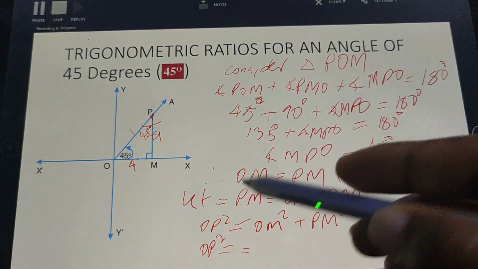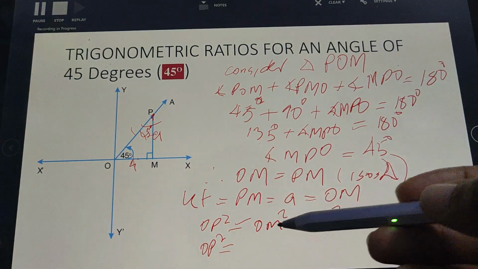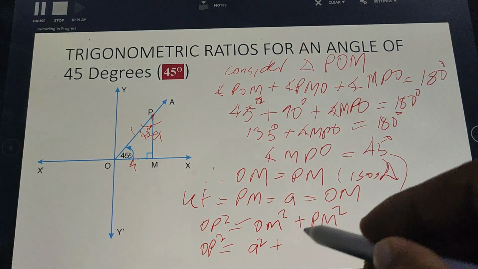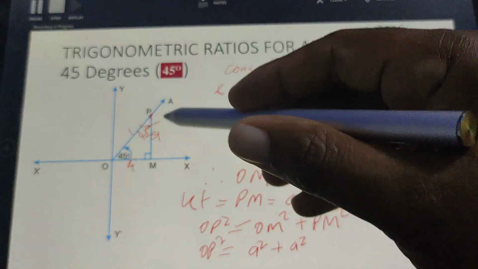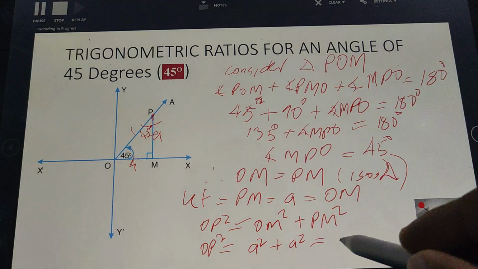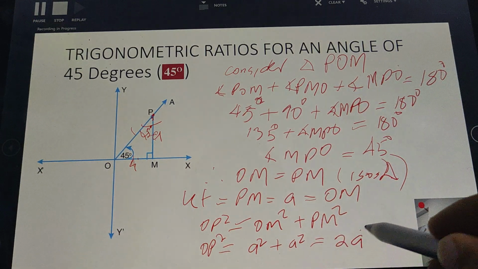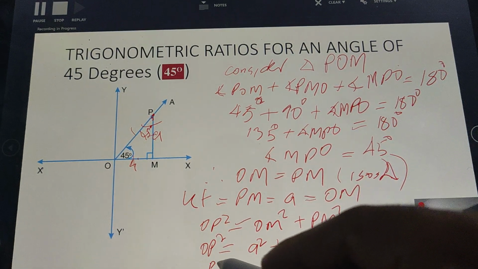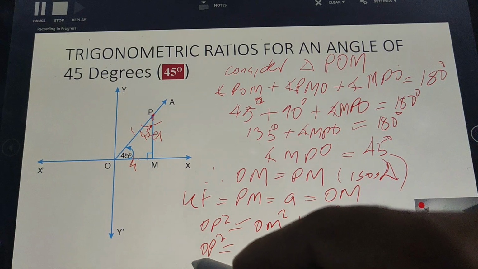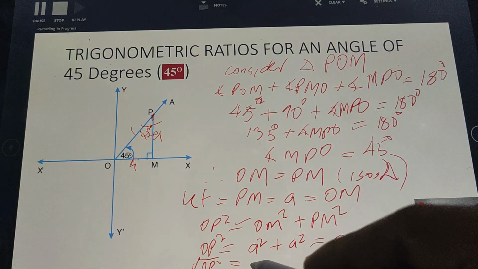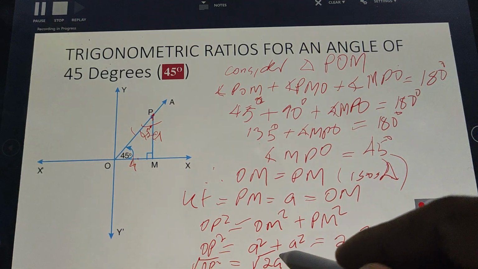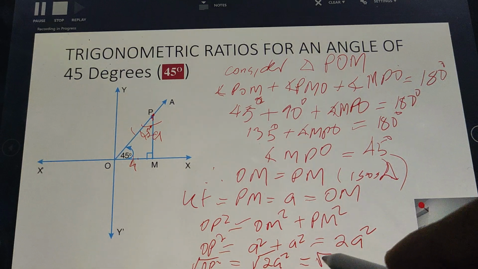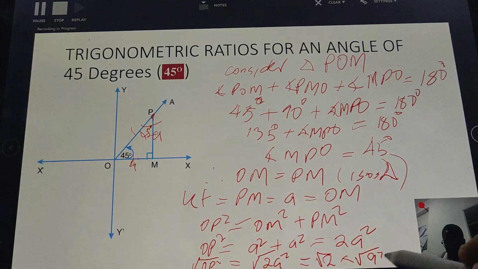OP squared will be equal to OM squared plus PM squared. Remember we say OM is A, so we can substitute A squared plus PM. PM we also find it to be A. So we can say that this is equal to, these are like terms, 2A squared. Okay, so we take square root of both sides. Square root OP should be equal to square root 2A squared. But that one can be simplified as root 2 times root A squared.